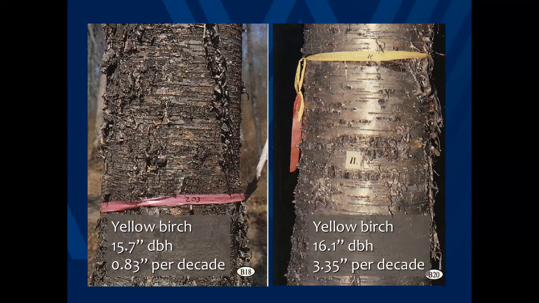And that one is growing 0.8 inches per decade, so rather slow. The yellow birch on the right is also about 16 inches DBH, but it's growing almost 4 times as fast. You can almost envision the vascular cambium on the inside putting on lots and lots of cells and almost pushing out on the bark. That bark really has to adapt to this enlarging stem much more quickly than the one on the left.